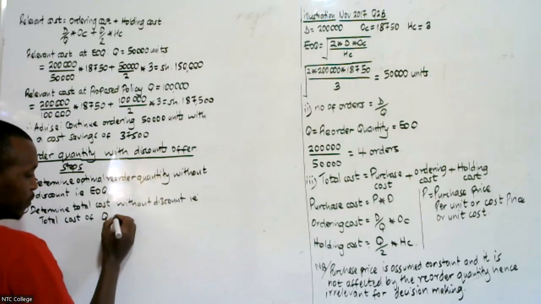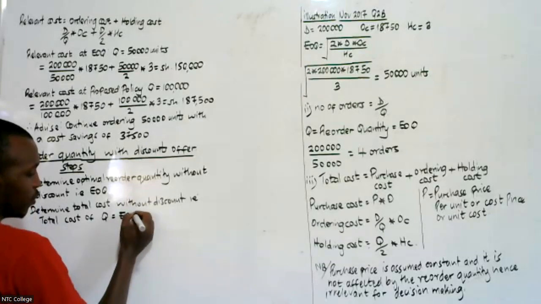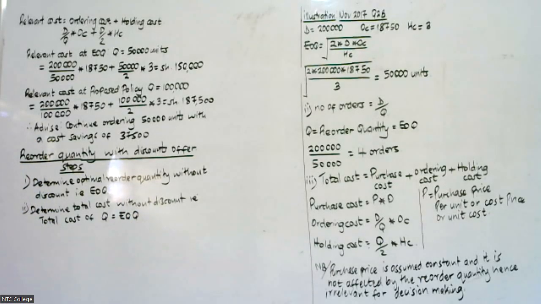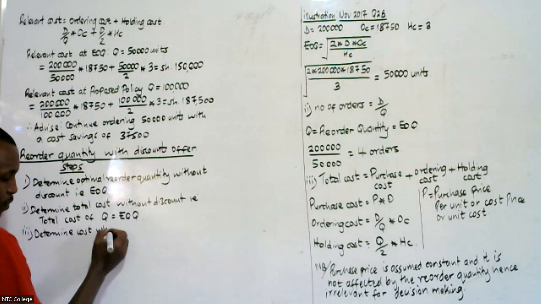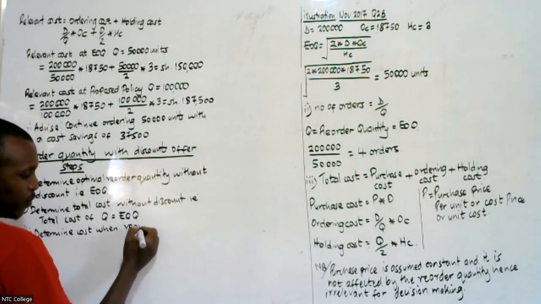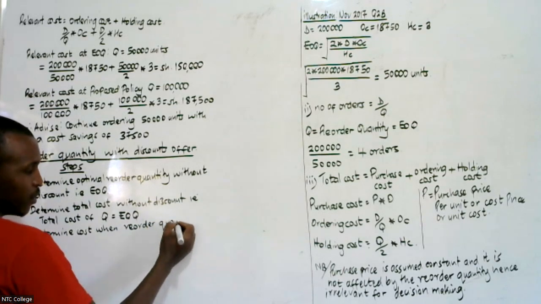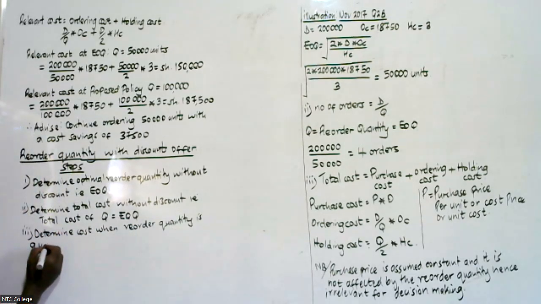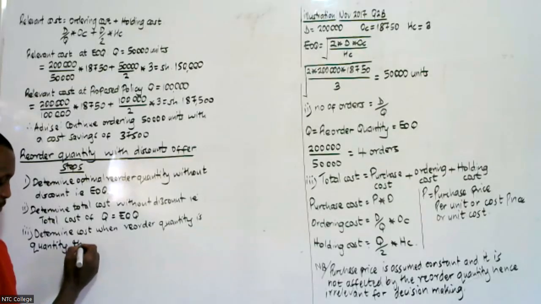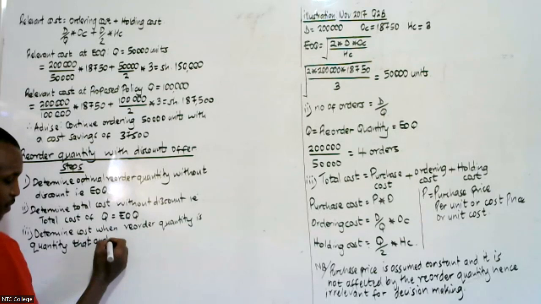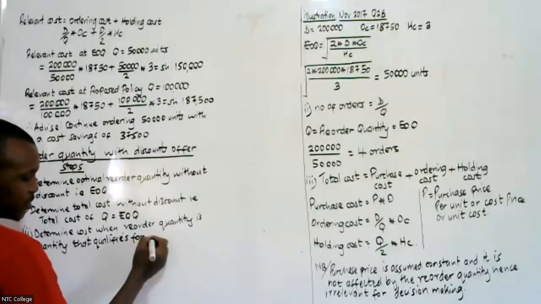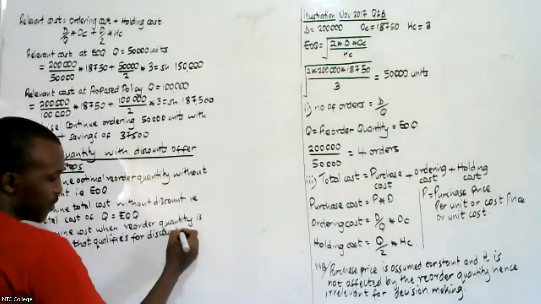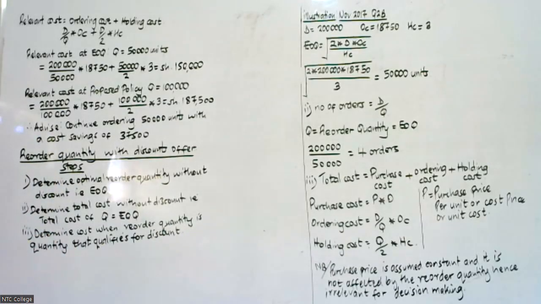Where Q is equal to EOQ. Step three, determine total cost when the reorder quantity is the quantity that qualifies for a discount.